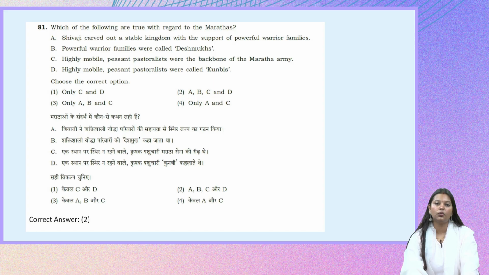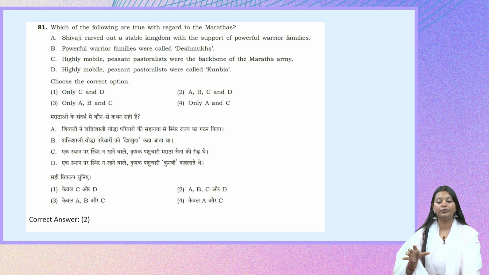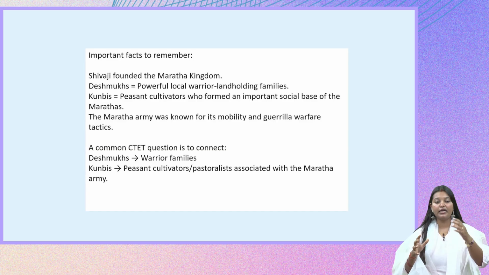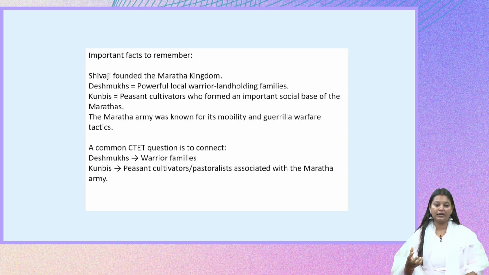Moving on to the next question. So the right option here is option 2, that is A, B, C and D. Now, to understand the Maratha kingdom, Shivaji founded the Maratha kingdom and the Deshmukhs were powerful local warrior, land-holding families. Kunbis was the name given to the peasant cultivators who formed an important social base for the Marathas. And the Maratha army was known for its mobility and guerrilla warfare tactics.